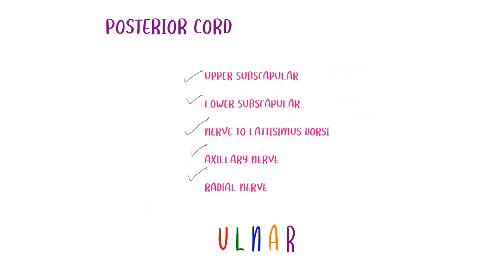Here is a mnemonic to remember these nerves in a sequence. Ulnar, where U is for the upper subscapular, L is for the lower subscapular, N is for the nerve to the latissimus dorsi, A is for the axillary nerve, and R is for the radial nerve.